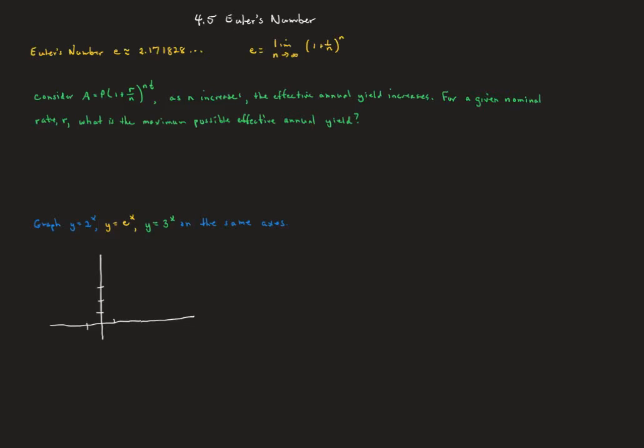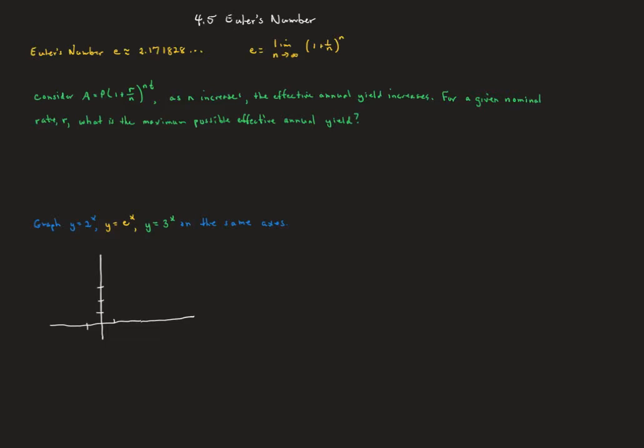He's a Swiss mathematician, and it's an irrational number. So like pi, it is a non-terminating, non-repeating decimal. So it's 2.71828 on and on and on, and never repeats and never terminates. So we're just going to approximate it. It's nice to think of it as being a little bit bigger than 2.